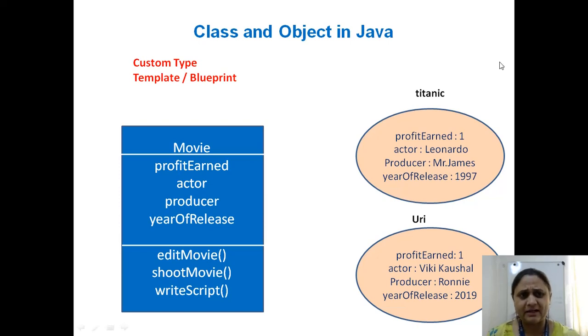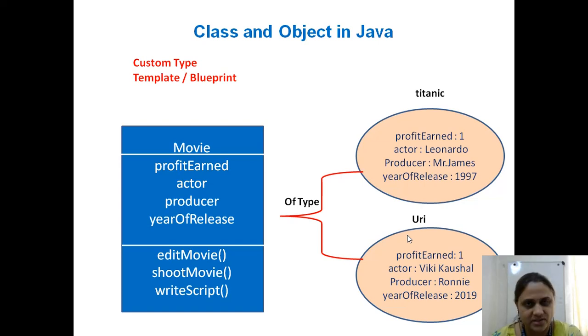So when I declare a variable of type movie, I can say that is a particular instance of that movie. There are n number of movies, and each movie is an instance of this movie category. So this Titanic and Uri can be declared as variables of type movie. Both of them are of movie type. And if you want to define objects, you can say objects are variables of type class.